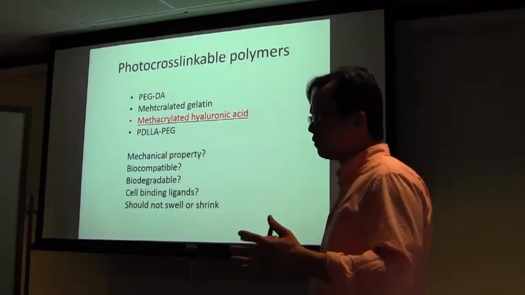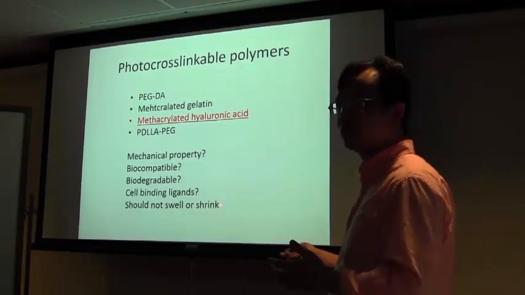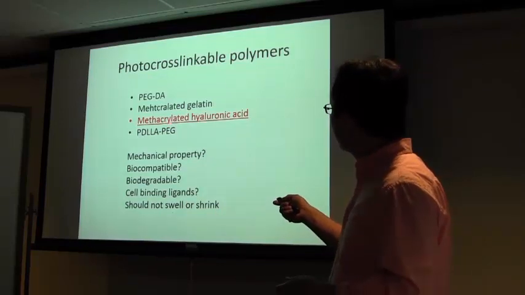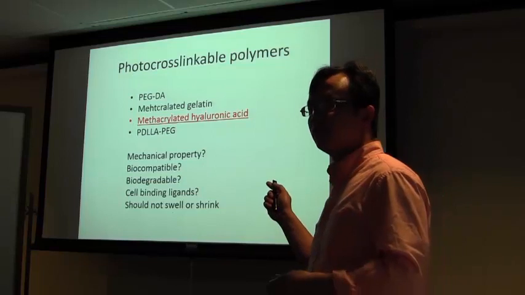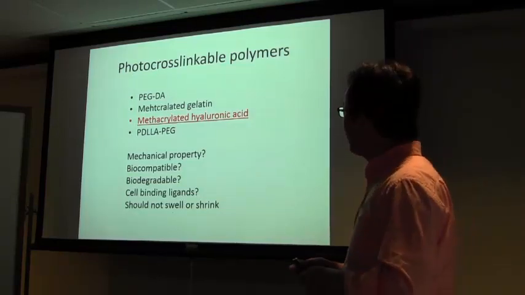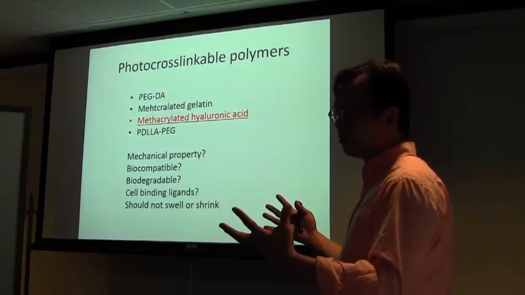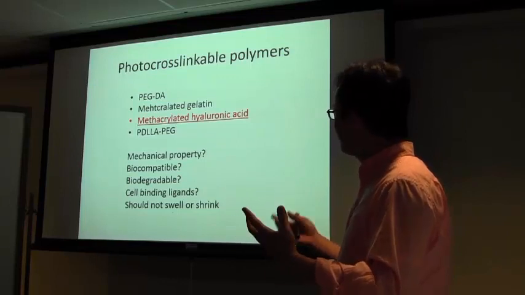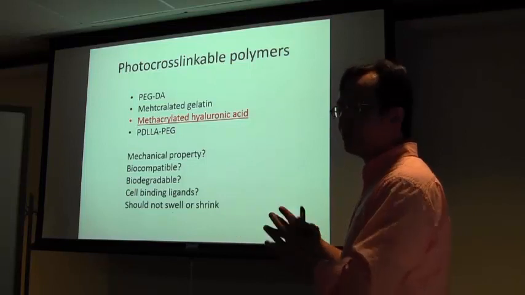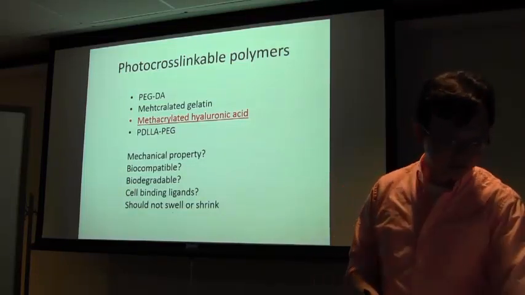Because the whole point of 3D printing is to precisely control the geometry. If it swells or shrinks, it's not good because it changes the morphology. Hyaluronic acid is a perfect material for cell binding and growing. But the problem with hyaluronic acid is that it swells a lot. They usually swell to double the size of the original printing. So hyaluronic acid cannot be the scaffold alone. It has to be bound to another scaffold. So that is something you need to think about when choosing the polymer.